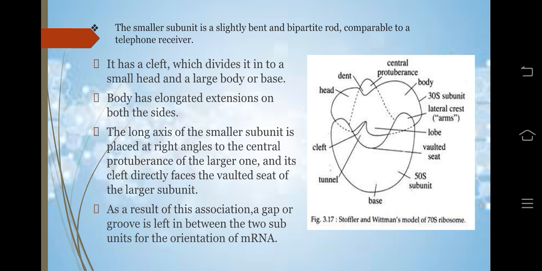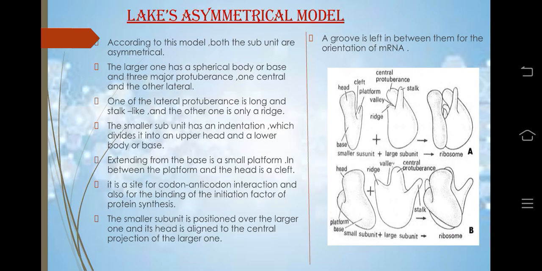That is the Stoffler and Whitman's model of 70S ribosome. Then Lake's asymmetrical model. According to this model, both the subunits are asymmetrical.